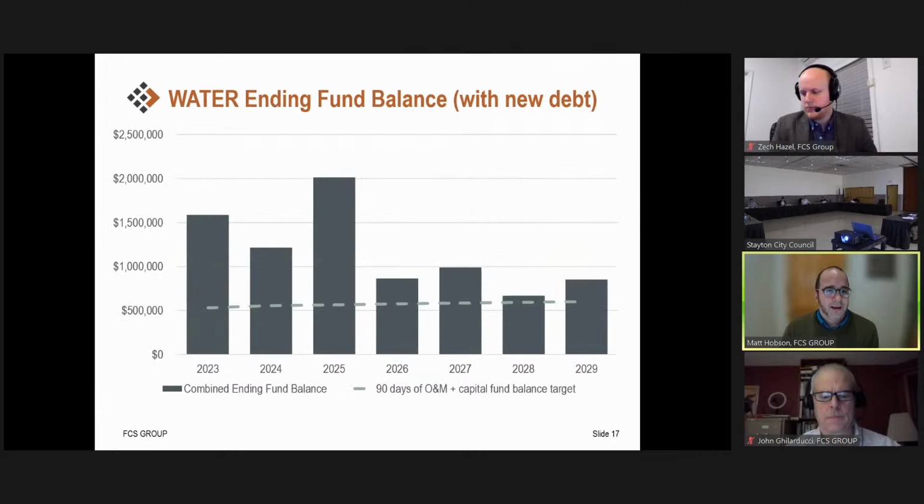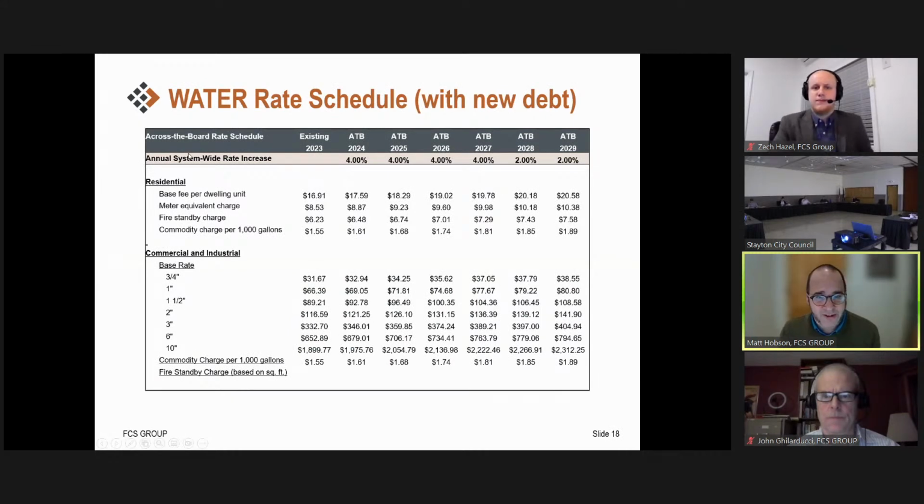We'd also be able to maintain our fund balances at or above those minimum targets. And I want to remind you, what you'll see throughout the presentation, all these scenarios achieve those fund balance targets. So we're not proposing or presenting any options that don't achieve those financial policies. And then the corresponding rate schedule under this new debt scenario. Once again, we'll come back at the end to show a high level across all utilities what those rate impacts would be.